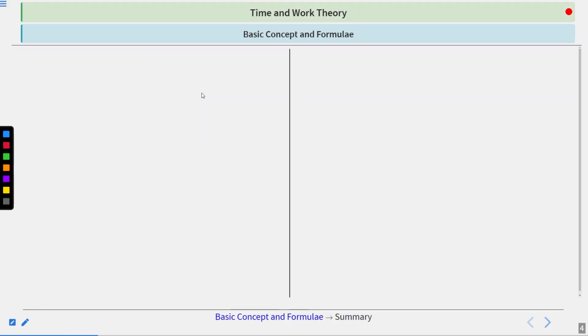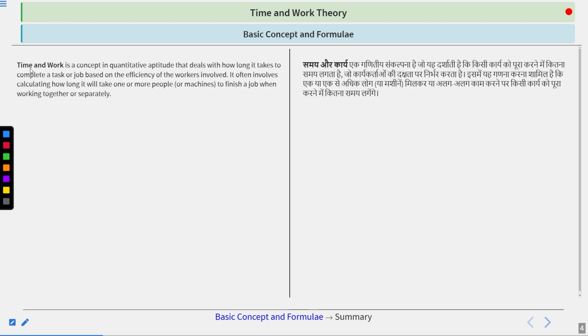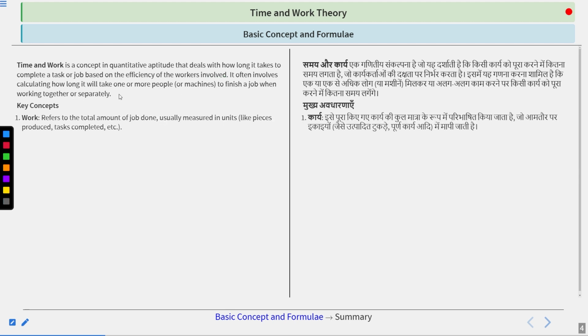Now, let's see some basic concepts and formulas. What is time and work? Time and work is a concept in quantitative aptitude that deals with how long it takes to complete a task or job based on the efficiency of the workers involved. It often involves calculating how long it will take one or more people or machines to finish a job when working together or separately.